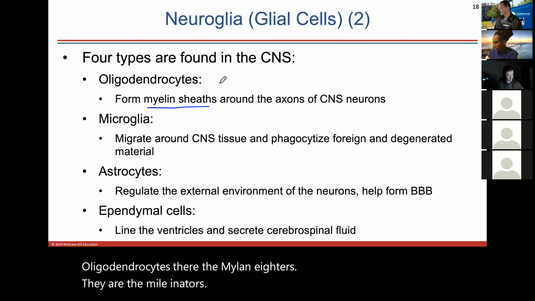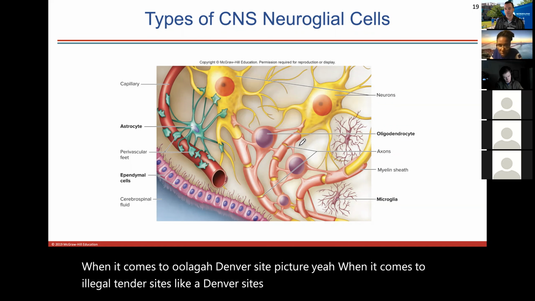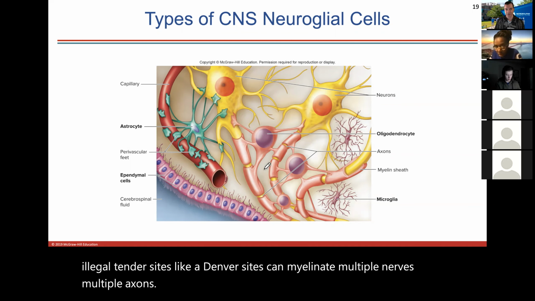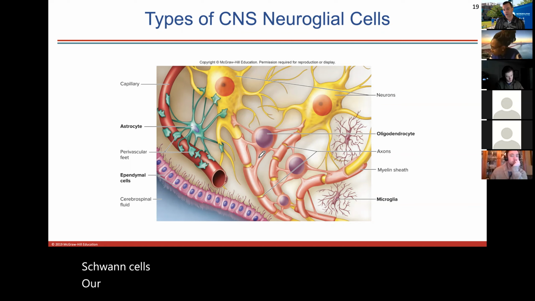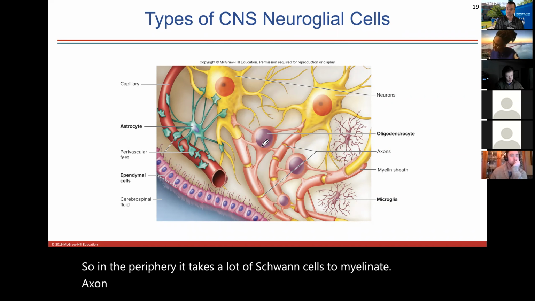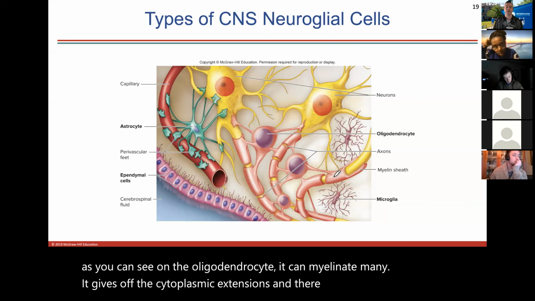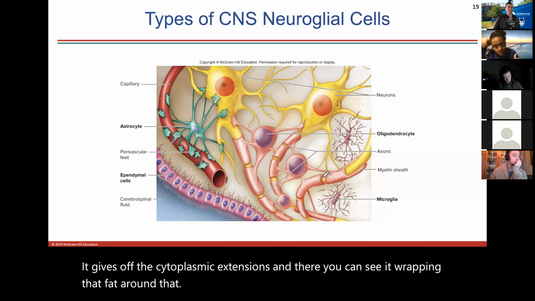When it comes to oligodendrocytes, they can myelinate multiple nerves, multiple axons. Schwann cells are only found along one stretch of an axon. So in the periphery, it takes a lot of Schwann cells to myelinate an axon. As you can see, the oligodendrocyte can myelinate many. It gives off these cytoplasmic extensions, and there you can see it wrapping that fat around that axon.